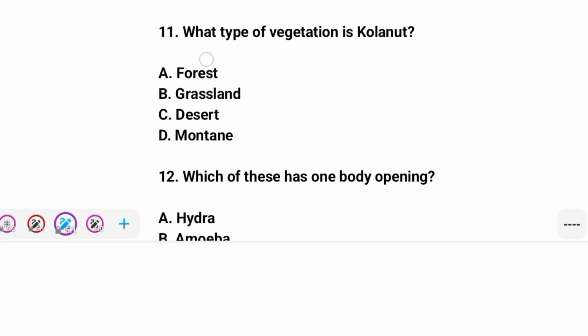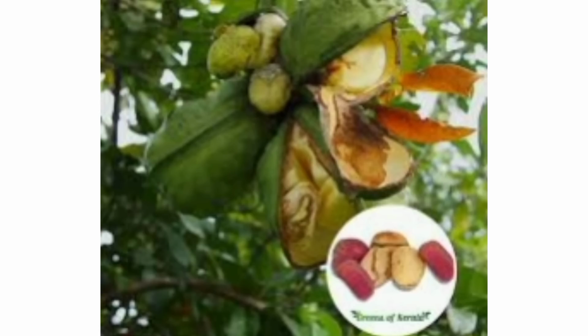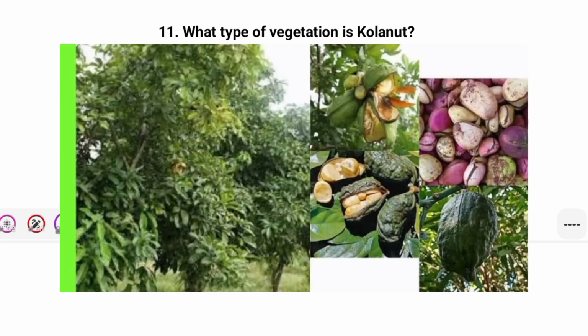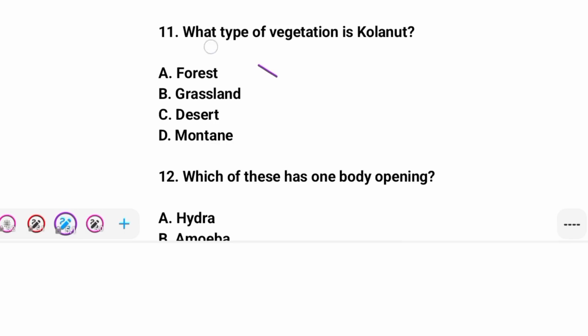What type of vegetation is Kolanut? You must first understand that Kolanut is always available all year round. So that means it needs a large amount of rainfall. Okay, a large amount of rainfall. So let's quickly look at the options.